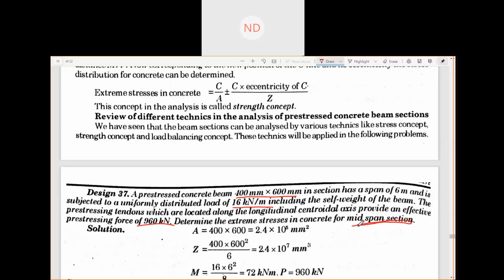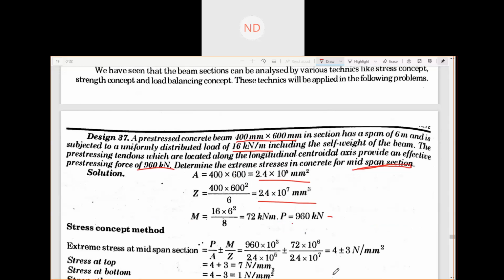So this particular question we will try to solve both in the stress concept method and the strain concept method. Okay. So the basic things which we know are the area, the section modulus BD square by 6, and we know what is our moment. Due to this UDL, we have a moment of WL square by 8, which is 72 kilonewton meter. The pre-stressing force is also given to us, 960 kilonewton.